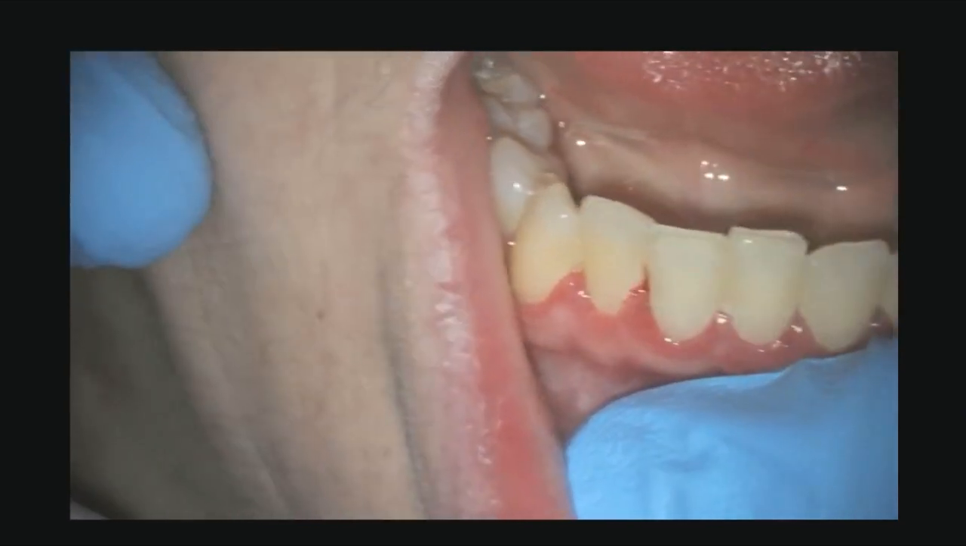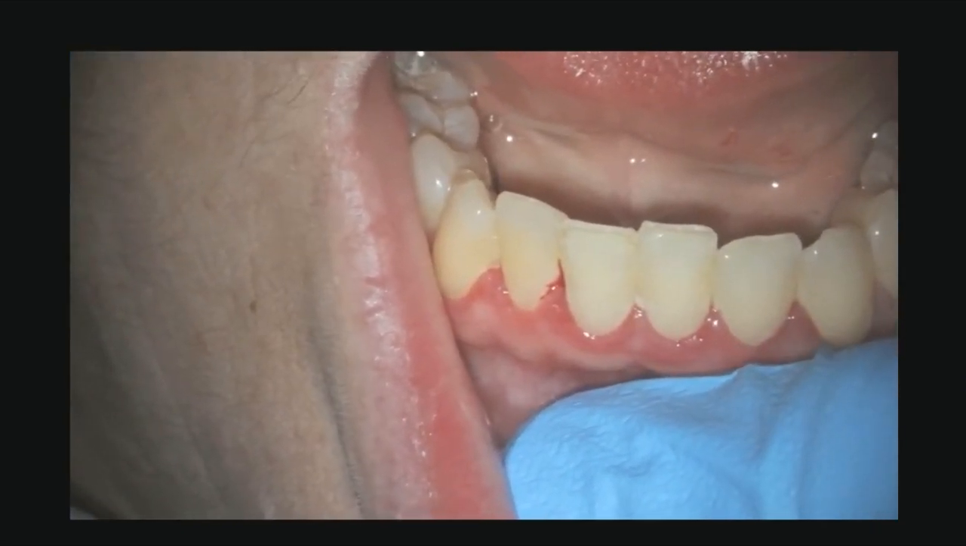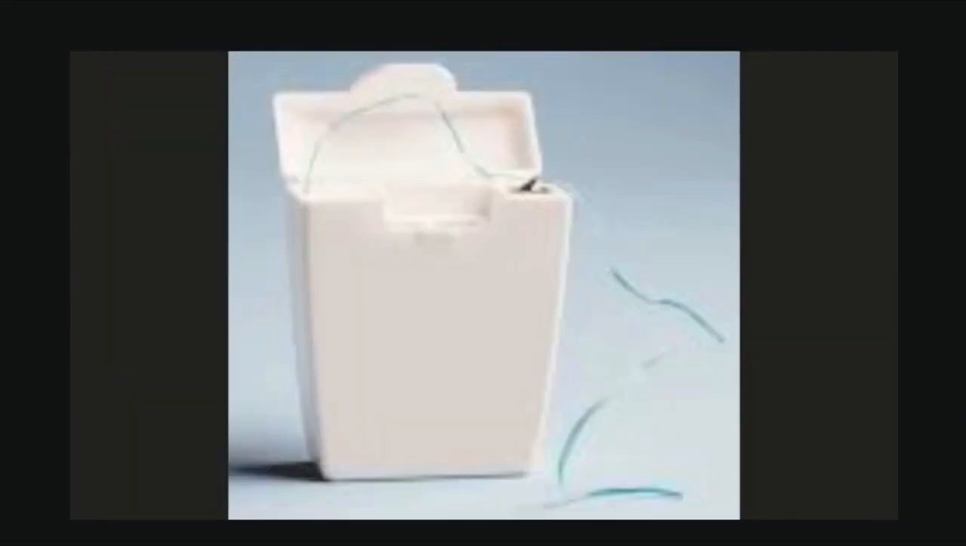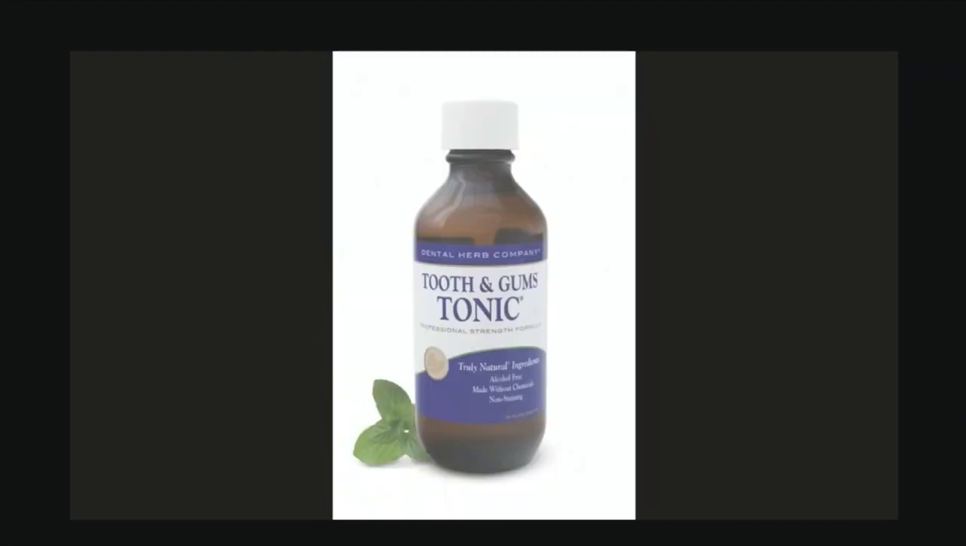So when we're looking at gum health, if there's no bleeding whatsoever upon probing, then there's a point, then there's a line, and then there's the triangle. And the more bleeding there is, naturally, the more gum work a person needs to do. If they go in right away and floss, oftentimes they will hurt the gum tissue. In more extreme cases, it's better to have a dentist or a dental professional clean up the inflammation, possibly using a rubber pick. I also like tooth and gum tonic. It's a mouth rinse that also helps to treat the gum tissue.